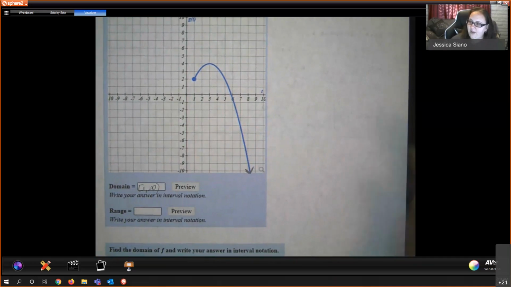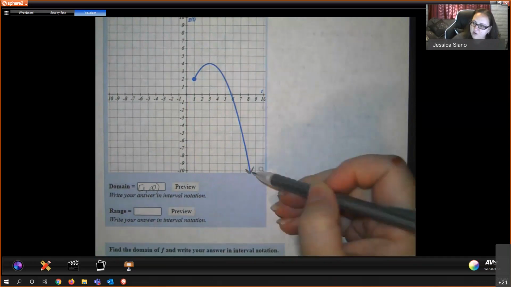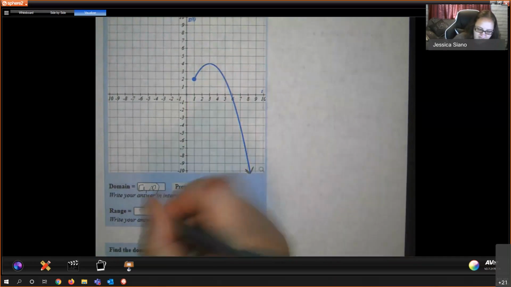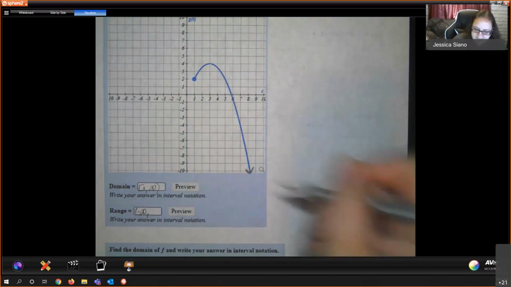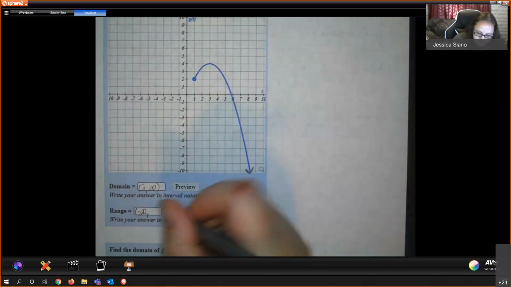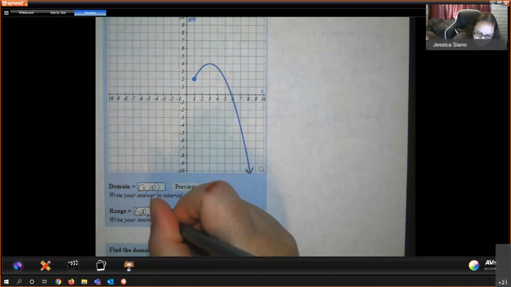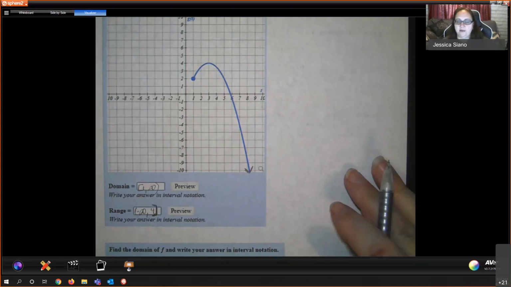And then the range bottom to top, it goes down forever. So that would be negative infinity. And it stops, its highest point is here at 4. And again, that is a point on the graph. So that means 4 gets a bracket.